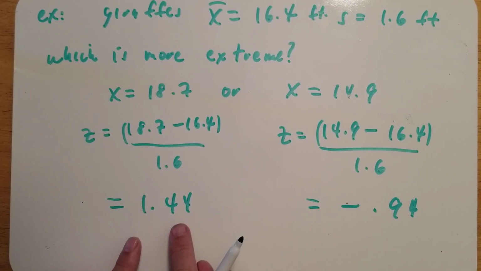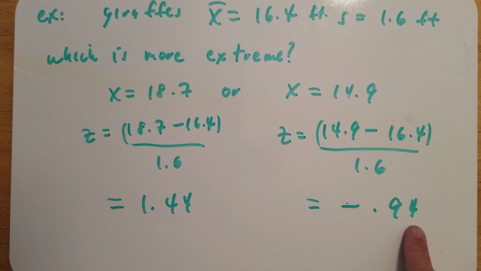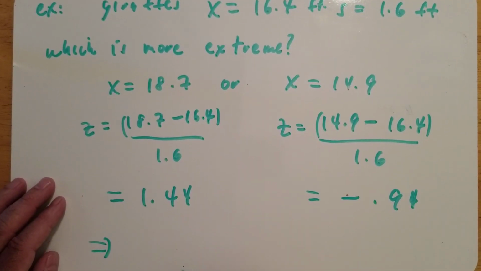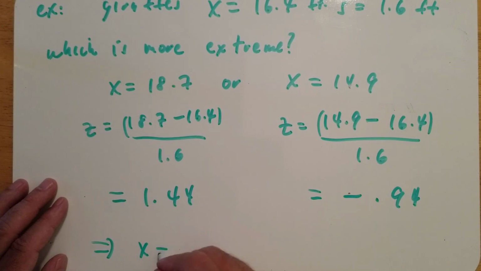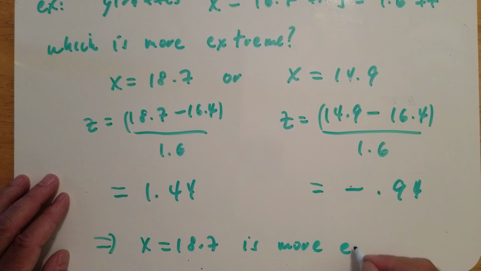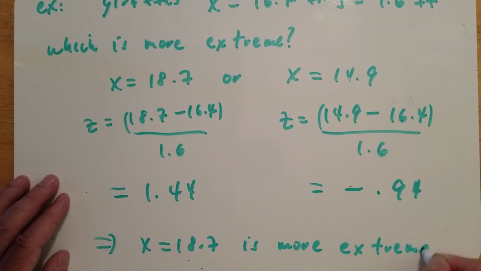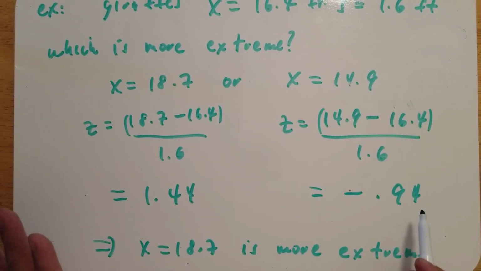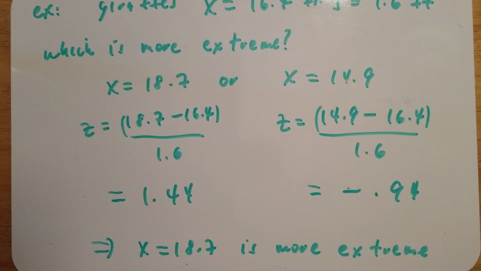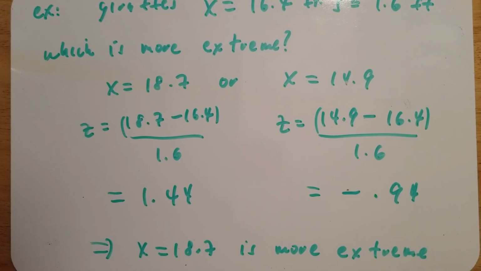This one is 1.44 standard deviations above the mean, so the 1.44 is farther away from the mean than the 14.9 one. The more extreme is the 18.7. Actually, neither one of them is particularly extreme because they are both within 2 standard deviations of the mean. Neither is significantly high or low, but the 1.44 is the more extreme.